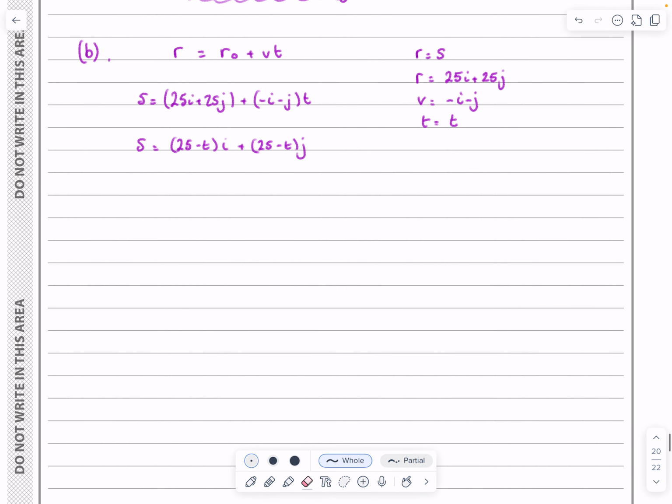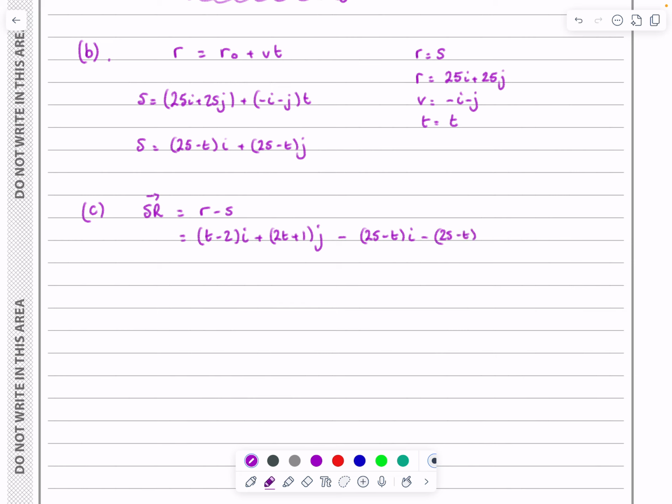So in this case, SR straight away is going to be R minus S. So that's going to save me a little bit of time here. So that's going to be R, which was T minus 2, lots of I, and 2T plus 1 J, minus the one that we can see here, 25 minus T I minus 25 minus T J. Be careful of it. When I'm minusing this thing here, there'll be a minus there and a minus there, won't it, when I'm doing it?